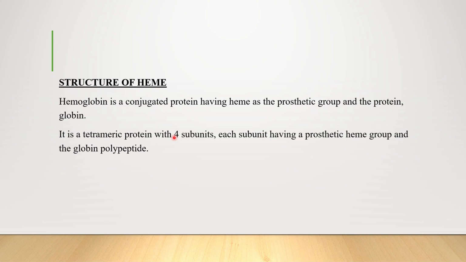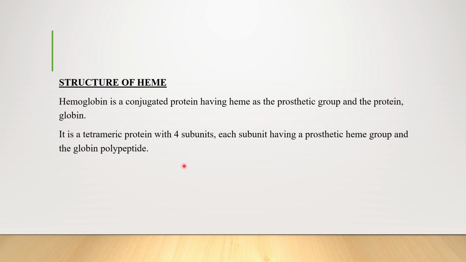As we all know, hemoglobin is a conjugated protein. It has heme as the prosthetic group, so the non-protein part of hemoglobin is heme, and the protein part is known as the globin chain. Hemoglobin is a tetrameric protein, which means it has 4 subunits. Each subunit contains one prosthetic group, that is the heme group, attached to a globin polypeptide chain.